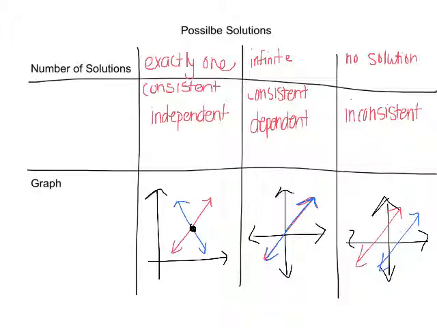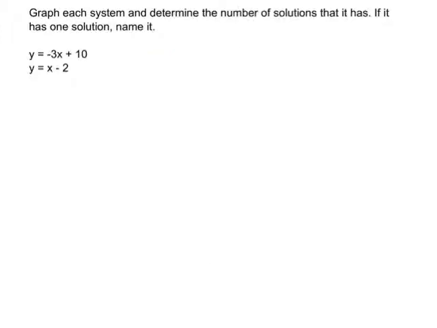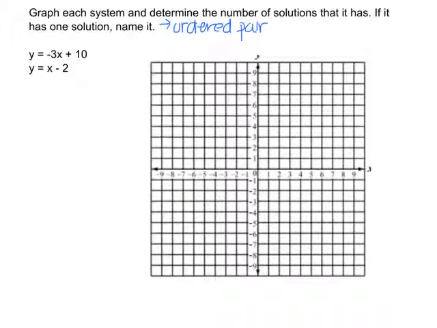And so now here's our chart for our types of possible solutions. We're going to graph each system and determine the number of solutions that it has. And if it has one solution, we're going to name it. This name it right here is going to mean our ordered pair. So the first equation that I'm going to graph, I'm going to graph in red. We have y equals negative 3x plus 10. So I know that I'm going to start at my y-intercept. Here's 10, so I'm going to put a dot there.